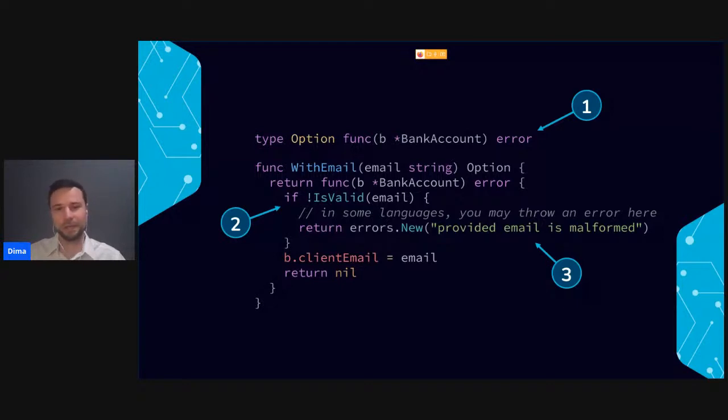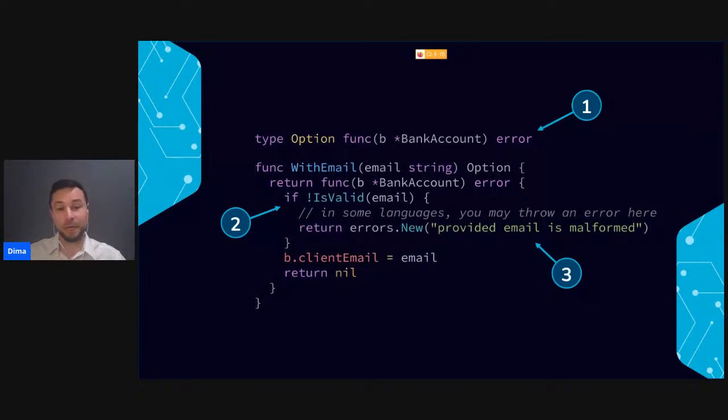Sure, but the idea is this. Move your validation code out of your constructor into the option. The option should do all the parameter validation narrowly and should handle it inside the option, not in the constructor. And you'll see how big of a difference this makes later.